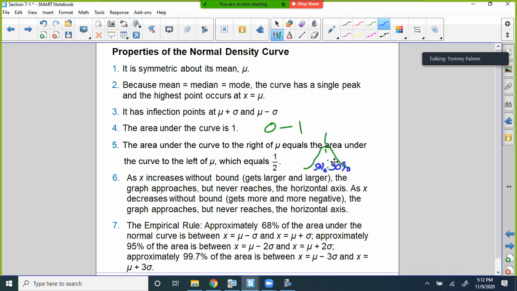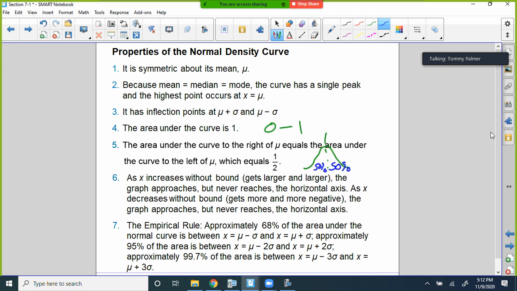As x increases without bound, it gets larger and larger. The graph approaches but never reaches the horizontal axis. As x decreases without bound, it gets more and more negative. We say x heads towards negative infinity. The graph approaches but never reaches the horizontal axis.